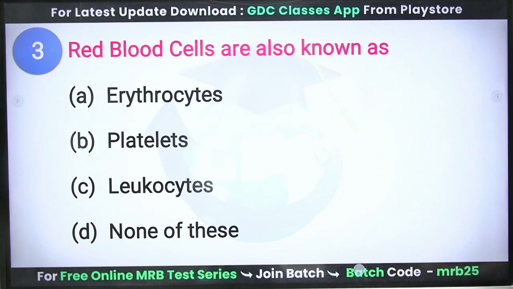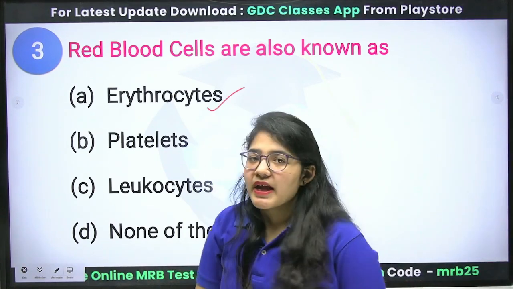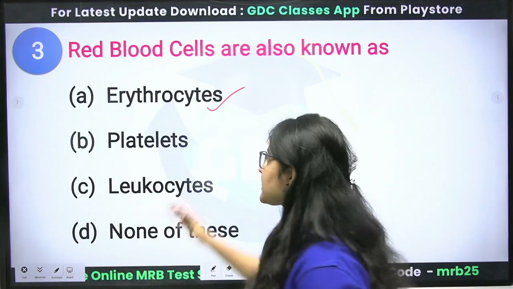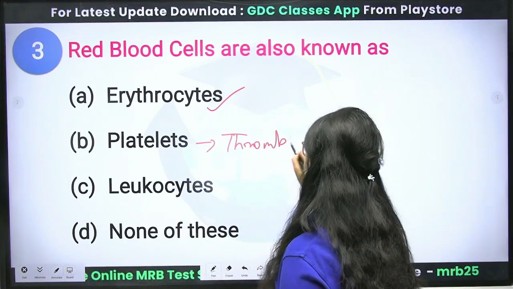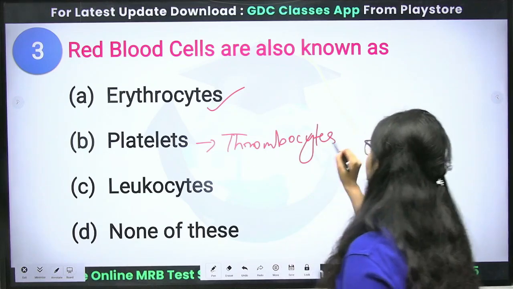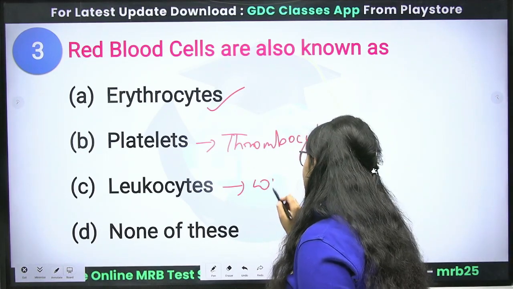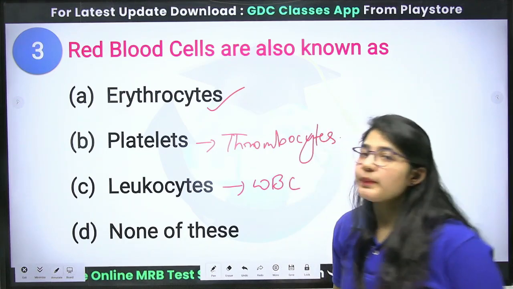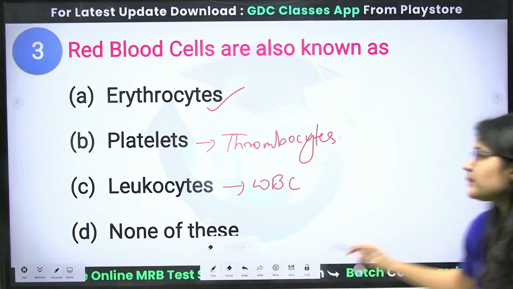Okay, next question. Red blood cells are also known as erythrocytes, as well as our platelets are known as thrombocytes. The another name for our platelets is thrombocytes. Leukocytes is known as white blood cells, that is WBC. So the correct answer will be erythrocyte. Clear? Okay.